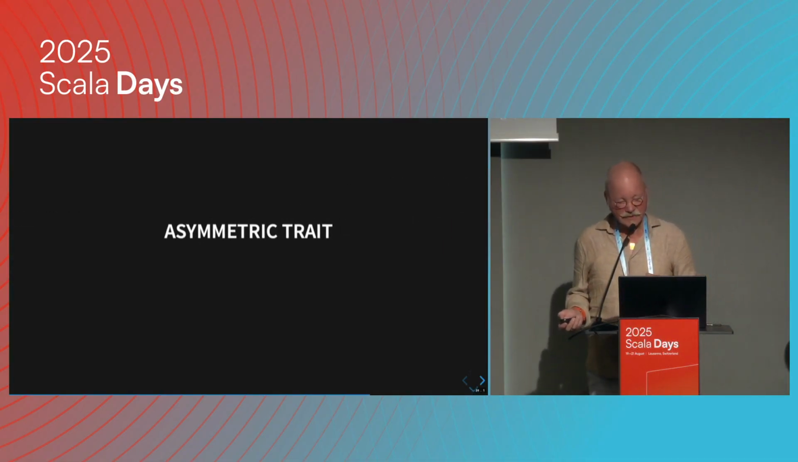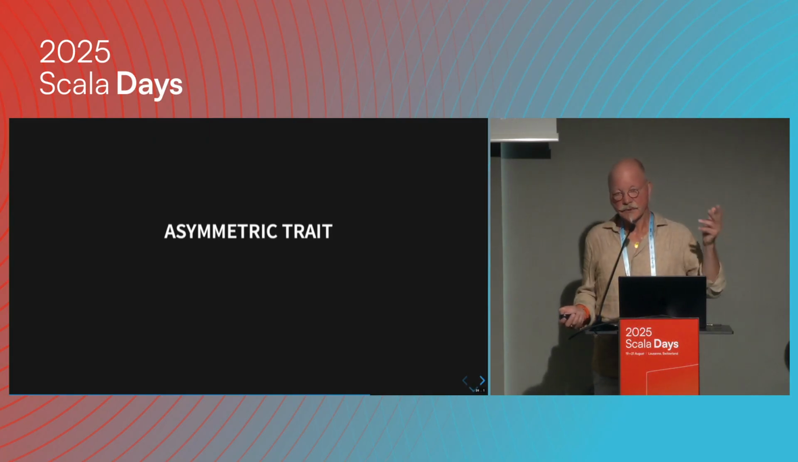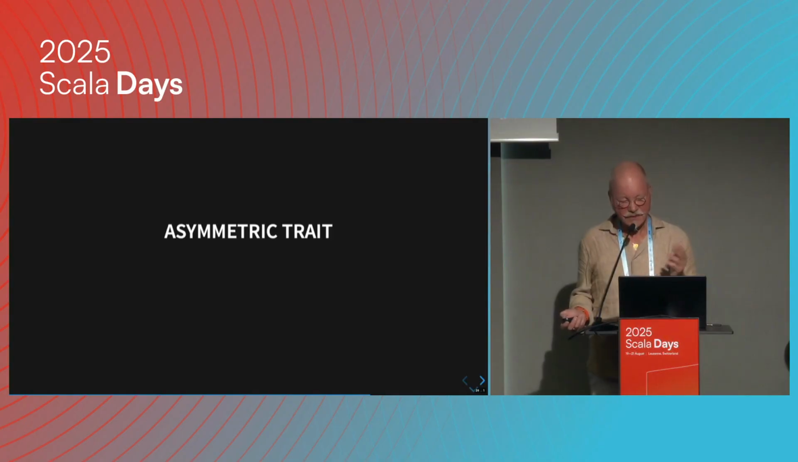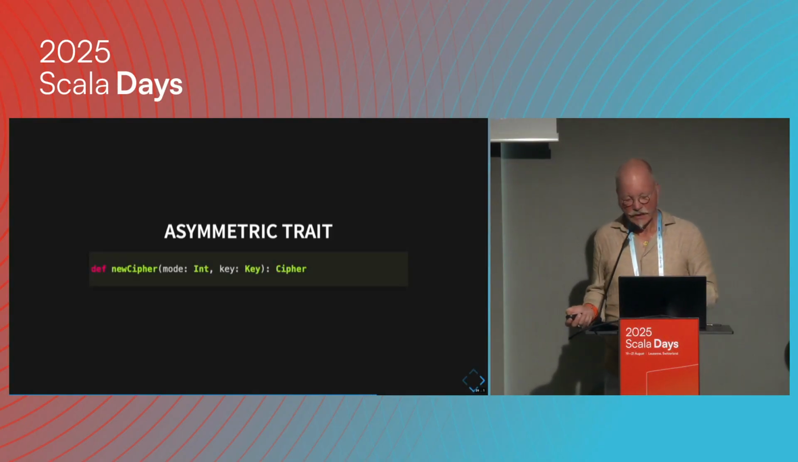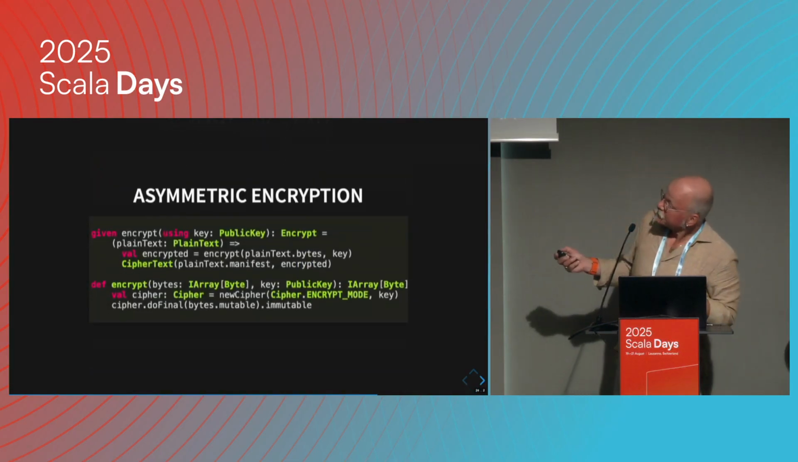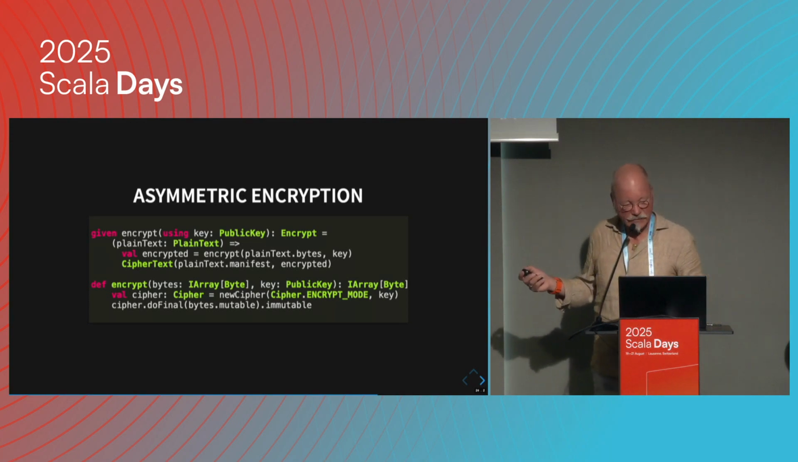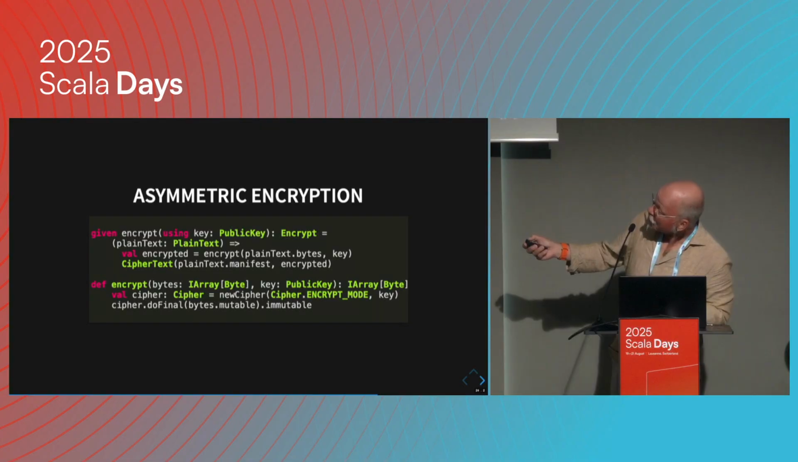The asymmetric trait is very similar to the symmetric, but in addition, it adds the encrypt and decrypt methods for the plain text. We don't have to do that. And like the symmetric trait, we need a cipher. And the encrypt method is simple. We use a public key, and we take the plain text bytes and that key, and then we do encrypt. This is from the asymmetric trait, and this is how that is implemented. So this one calls this one.